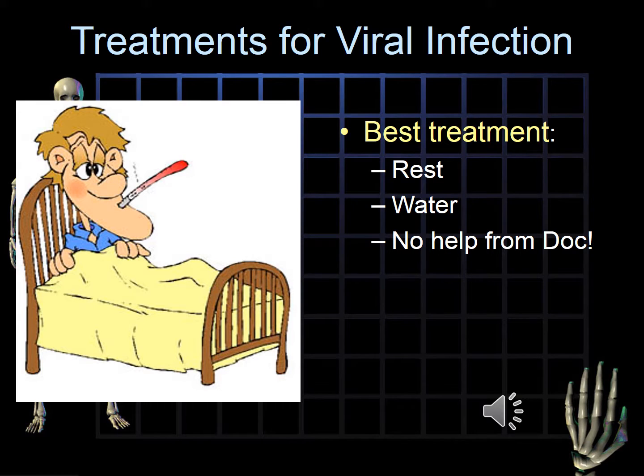The best treatment for viral infections is your own immune system, because that's the only real thing we have. We don't have medicine. Your own immune system has to fight it. So the only way of fighting viruses is getting plenty of rest and plenty of water. You're not going to get medicine from a doctor. You just have to lay down and basically allow your own body to heal.